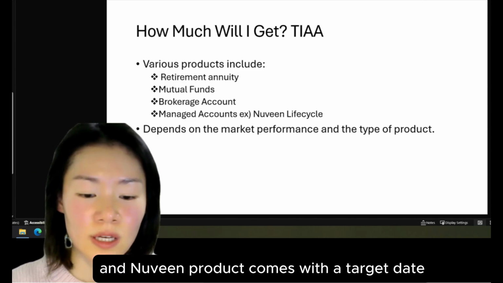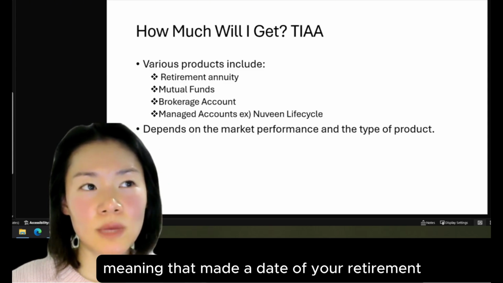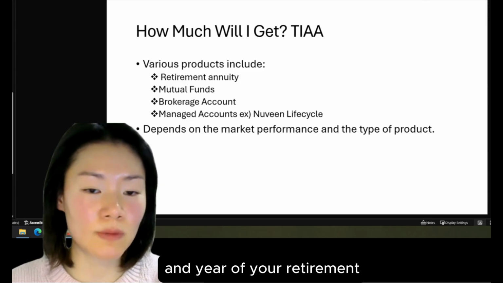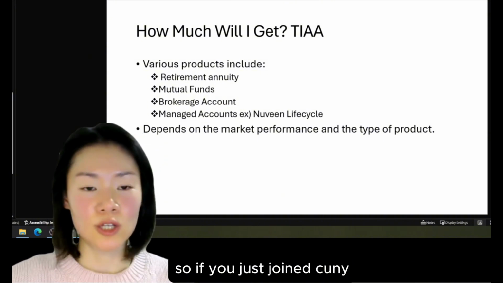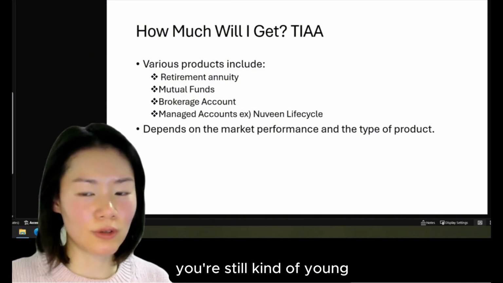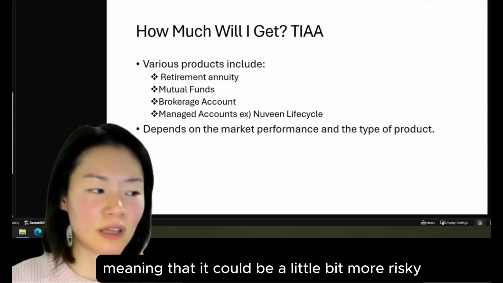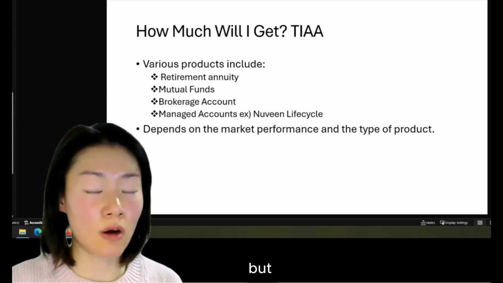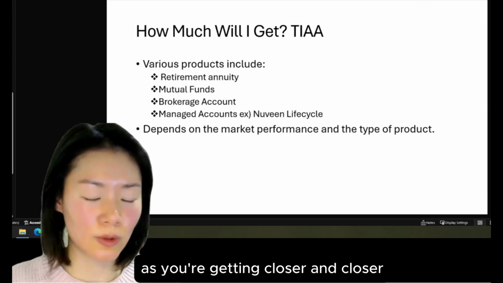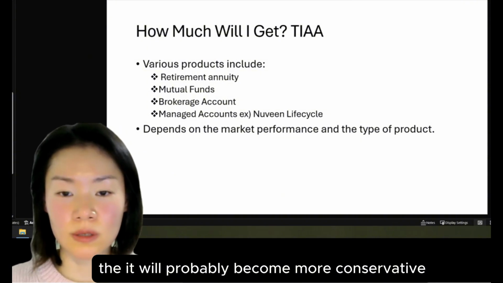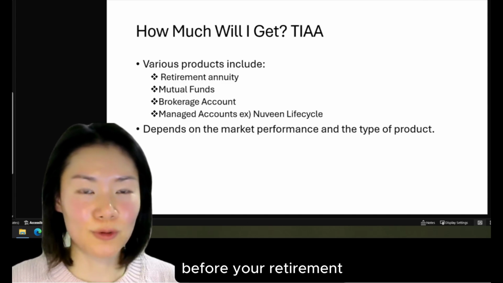And Nuveen, one product comes with a target date, meaning the estimated date and year of your retirement, so they will manage the risk as you get closer and closer to your retirement age. So if you just joined CUNY and you're still young, the portfolio based on your age will probably be very aggressive, meaning that it could be a little more risky, but with potential for high gain. And over a period, as you're getting closer and closer, it will probably become more conservative, so you don't lose like 40% of your investment right before your retirement.